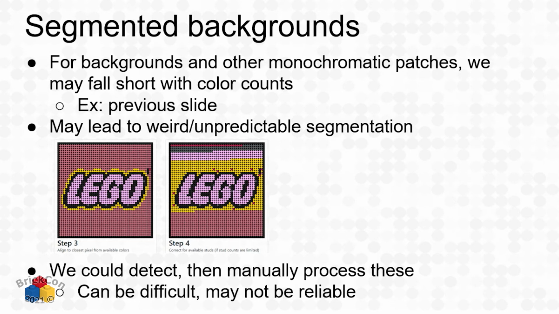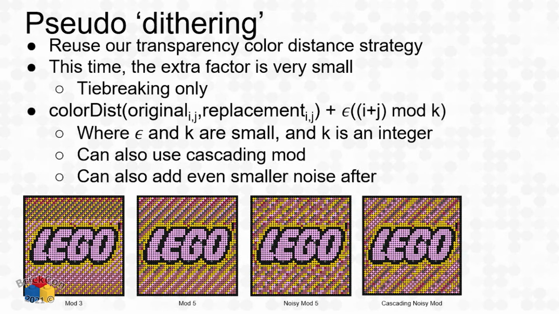We could detect it and manually process this, but this is very expensive. And even then you're like, oh crap, I don't have enough colors. What do? We use more math. We use something called pseudo dithering. This is a technique that I developed for Lego Art Remix. So we reuse our transparency color trick. The extra factor, instead of accounting for transparency, literally just encodes a little bit of information about the coordinates of the pixel.